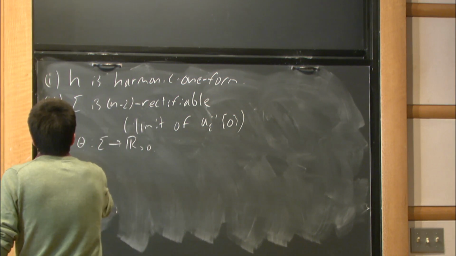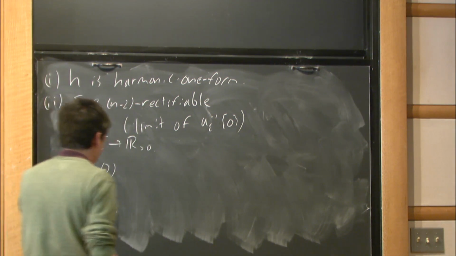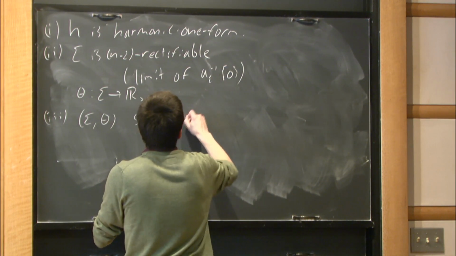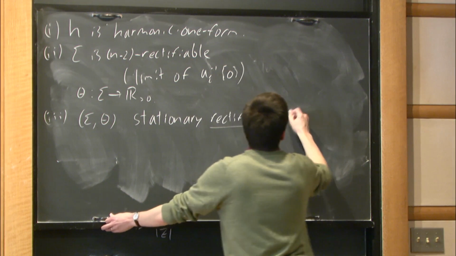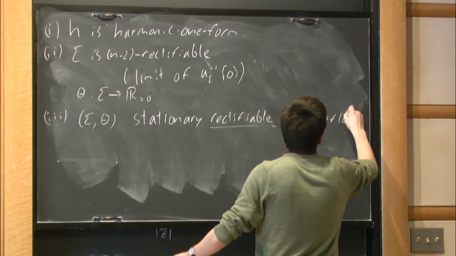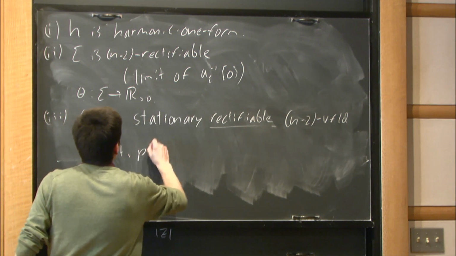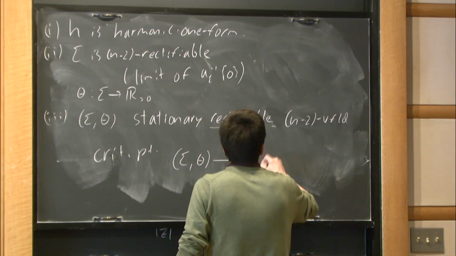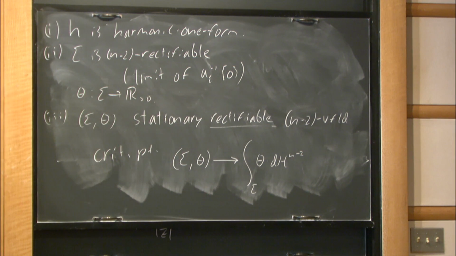And then moreover, and this is the key point, the pair sigma, theta is going to be a weak minimal n-2 submanifold. So specifically, this is going to be a stationary rectifiable n-2 varifold. OK, and all this means is that if we look at the weighted volume functional, given by sending sigma, theta to the integral over sigma of this density theta with respect to the Hausdorff measure, then this is going to be a critical point with respect to perturbation by diffeomorphisms of our manifold. OK?